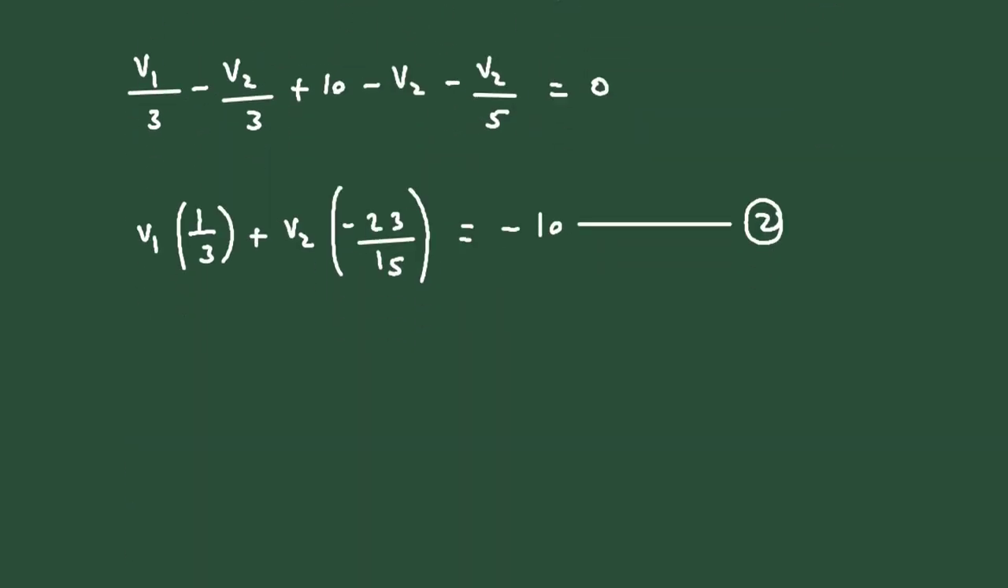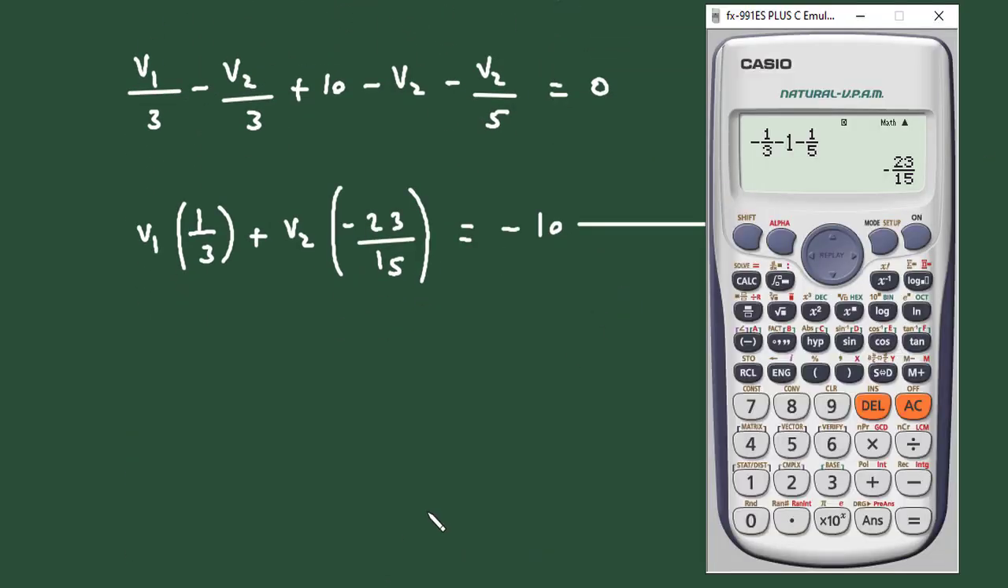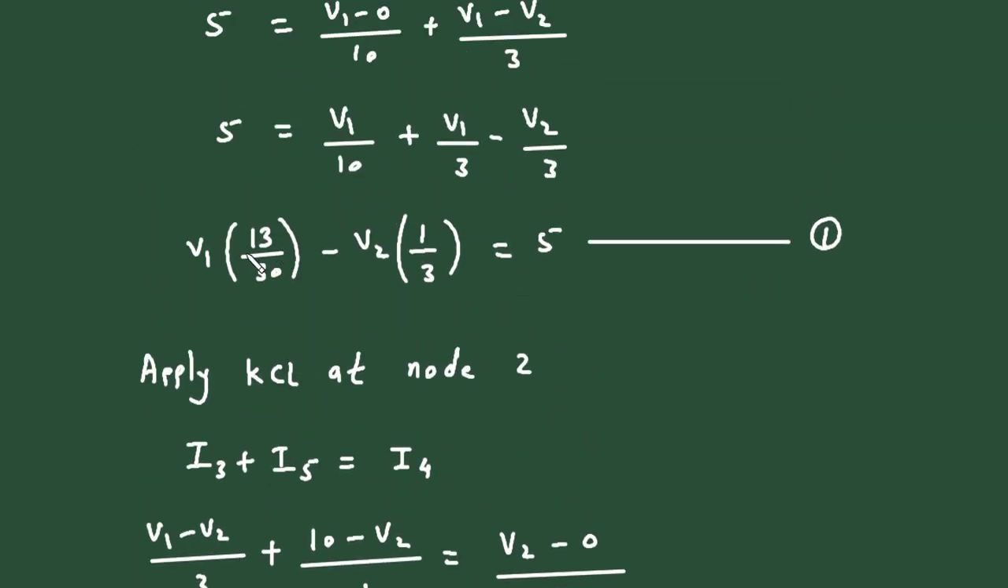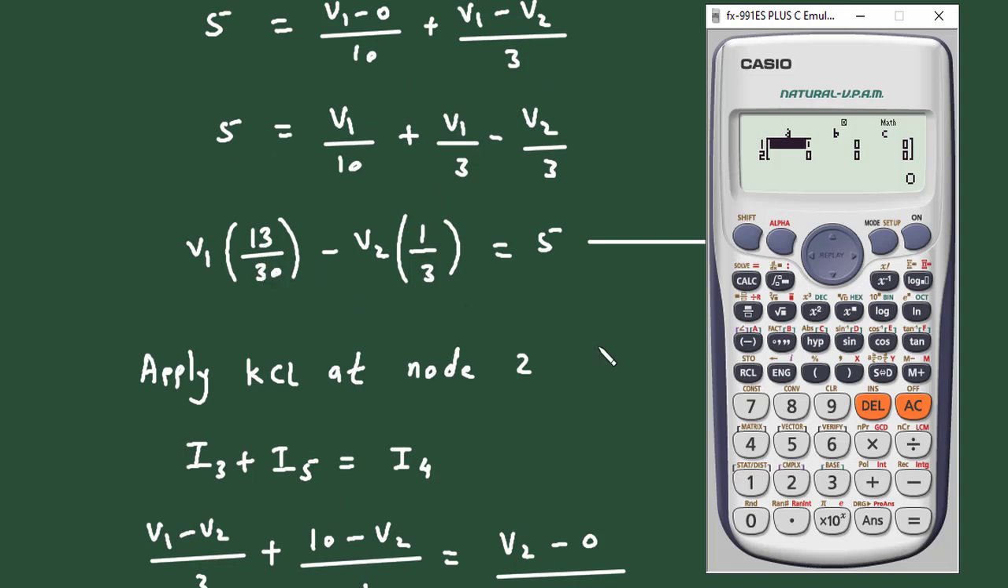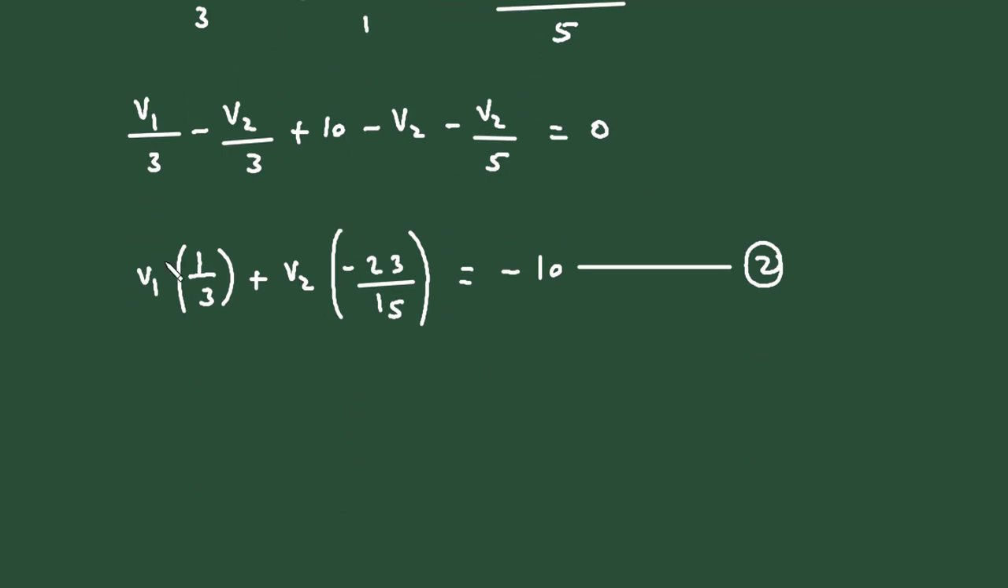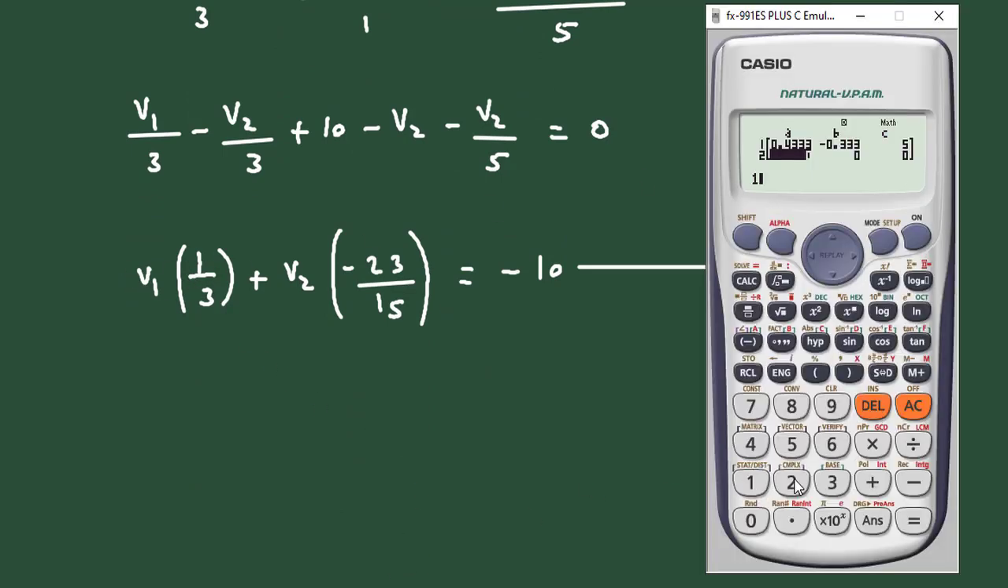Now we have equation number 1 and equation number 2. There are two unknowns, so let's solve this. Equation number 1: 13 divided by 30, minus 1 divided by 3, is equal to 5. And here, 1 divided by 3, minus 23 divided by 15, is equal to minus 10.